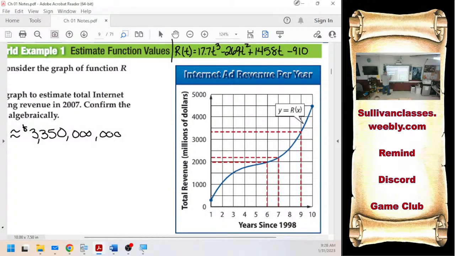This is in millions, but if it's this many millions, this is the million part, but it goes to the billions place value. Advertising is a lot of money.